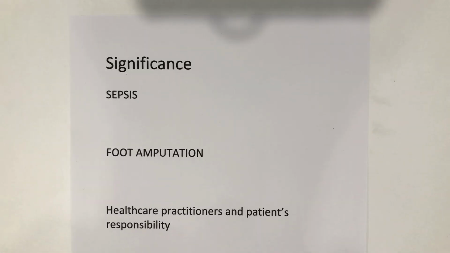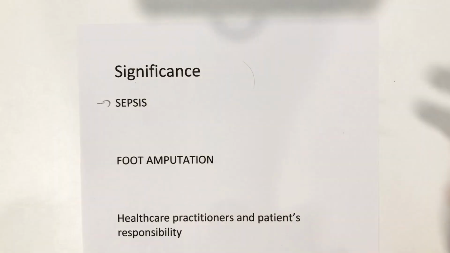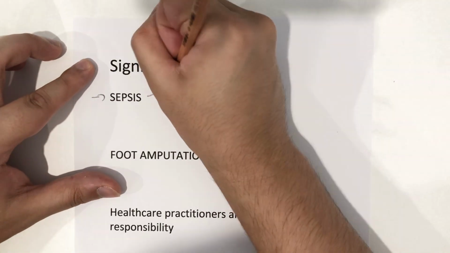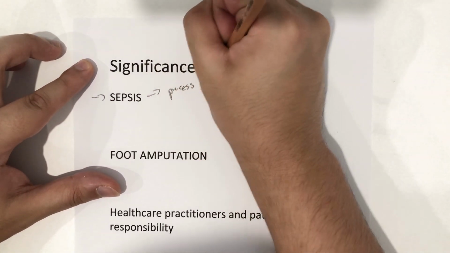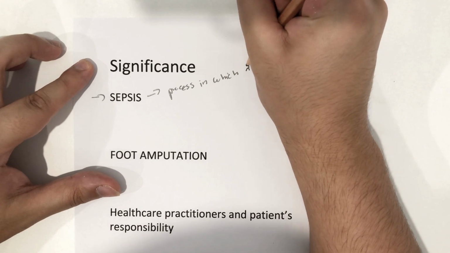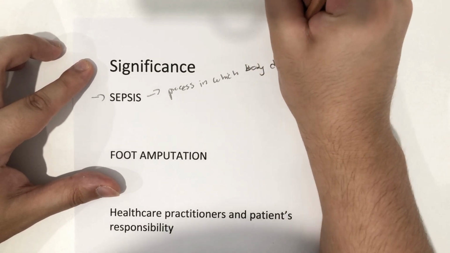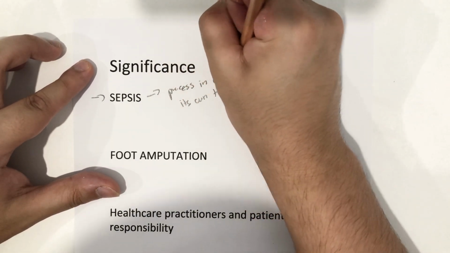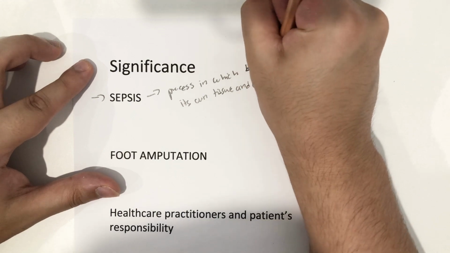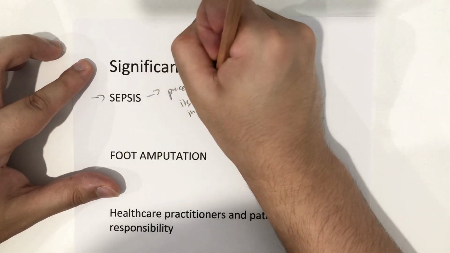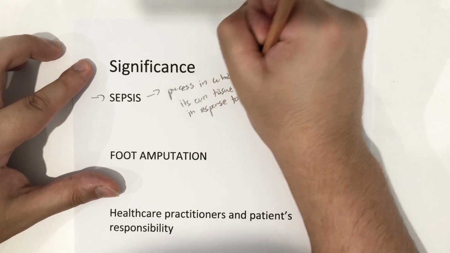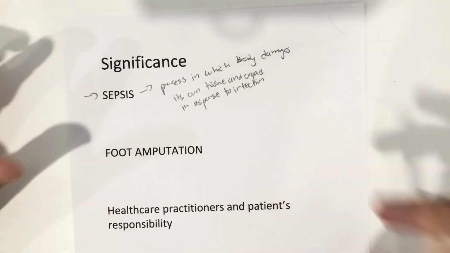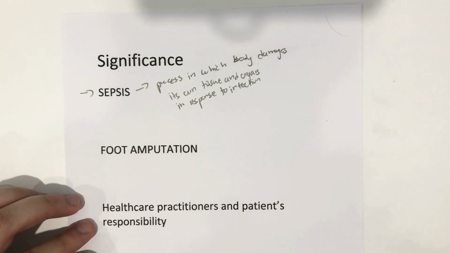Now let's go over the significance of remembering these foot infection indicators. Now if left untreated, foot infections can get worse through sepsis. Now what is sepsis? Sepsis is the process in which the body damages its own tissue and organs in response to infection. Okay? And foot infection can also lead to foot amputation.